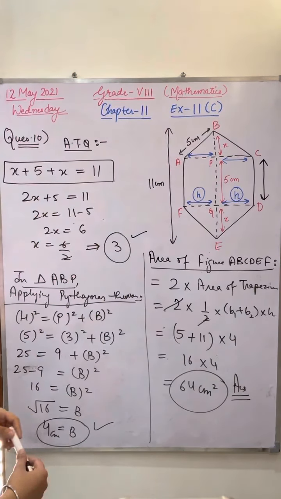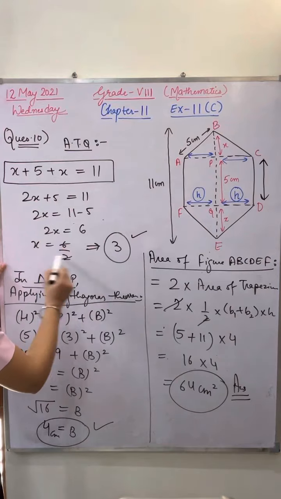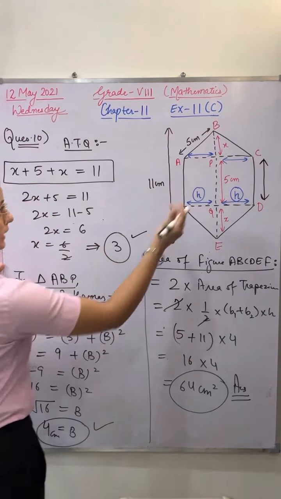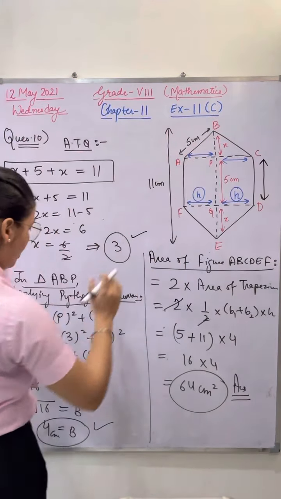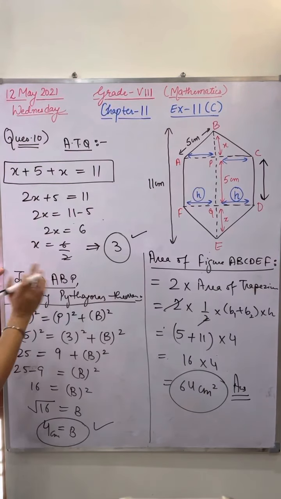Okay, please mute yourself. So students, up to here, x is equal to 3. You can take out the x. Now you have to apply Pythagoras theorem.